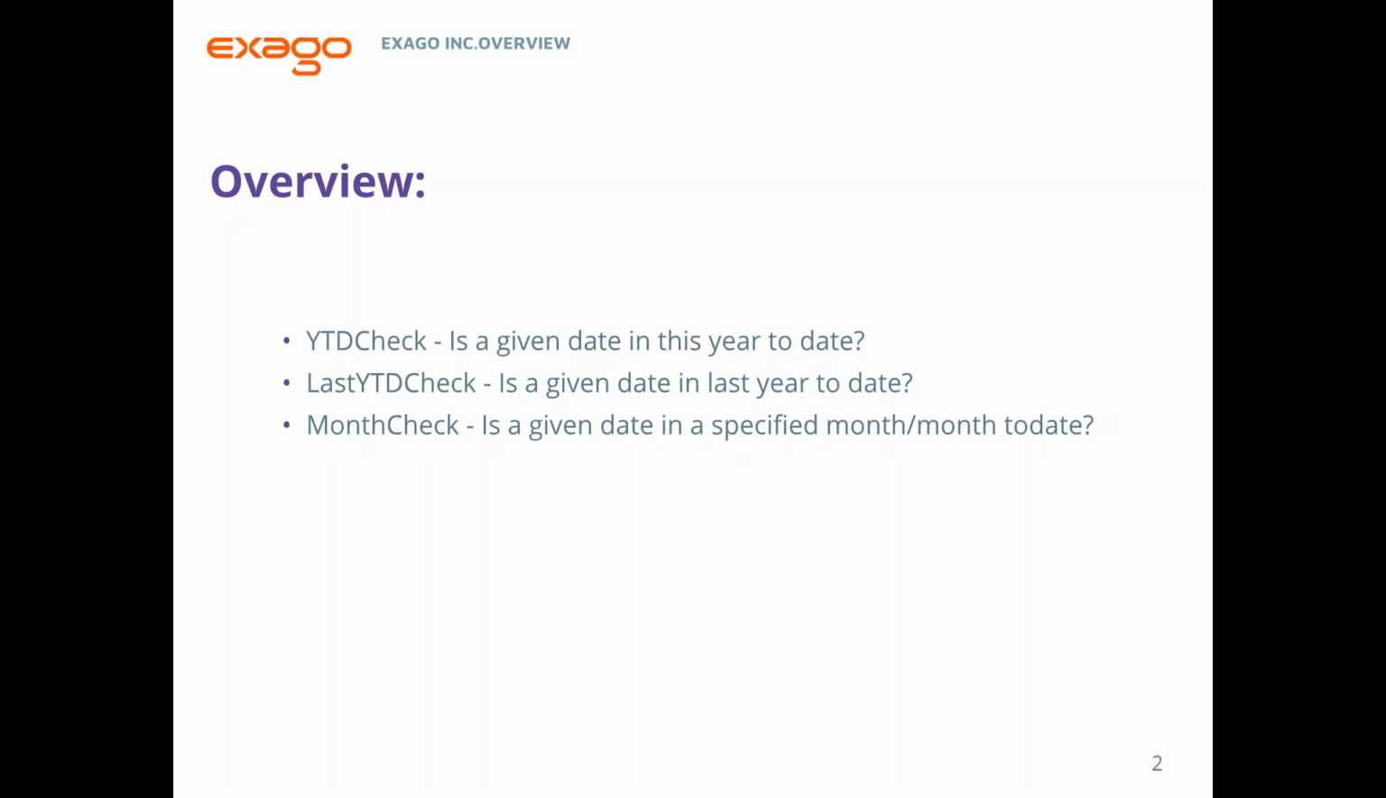And finally, in addition to those first 2 functions, we're also going to be taking a look at this month check function that we've designed, which will allow us to do things like check if a given date field is within a specified month or month to date. And then in the same manner that we'll use the year-to-date and last-year-to-date functions, we can add that to a conditional aggregate to do some sums or counts of values within a given month or a month to date as well.